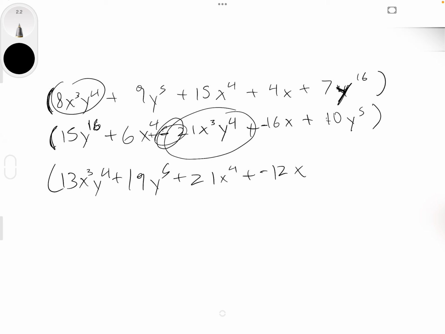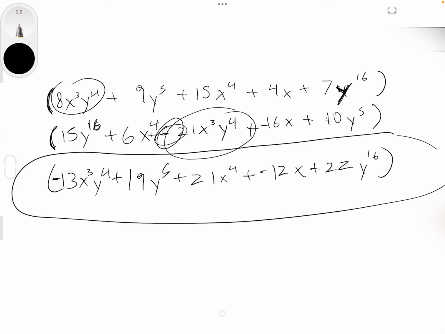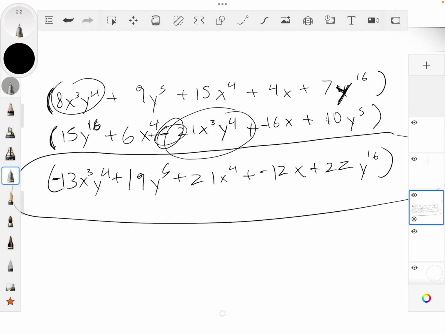I'm just seeing right now that I forgot to put the negative sign right here. That's my bad. Okay, and then negative 12x plus, then we see 7y to the 16th plus 15y to the 16th, which would be 22y to the 16th. And this is the final answer. And that's pretty complicated. I wouldn't say as complicated as adding polynomials could get, but it's pretty complicated. So, thank you. So now you probably know how to add polynomials.